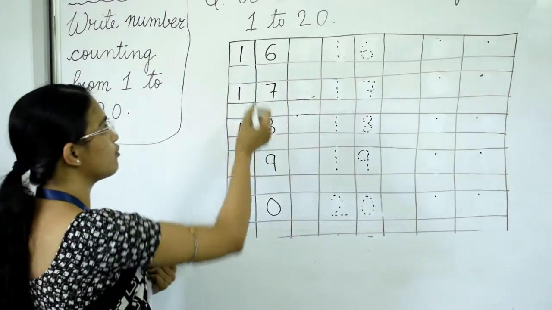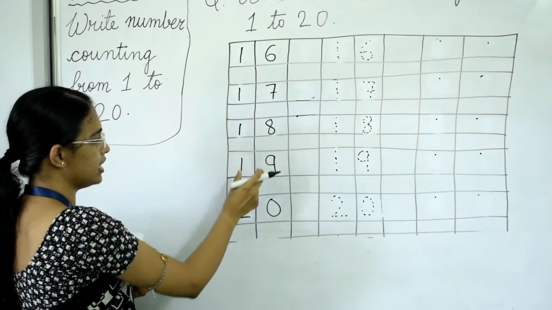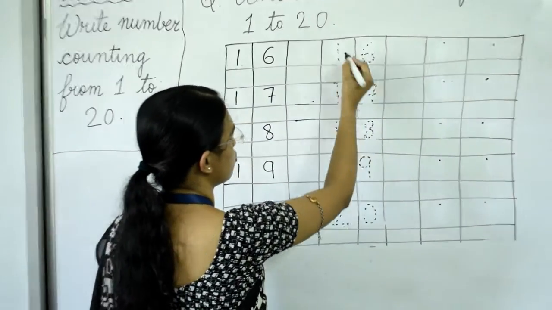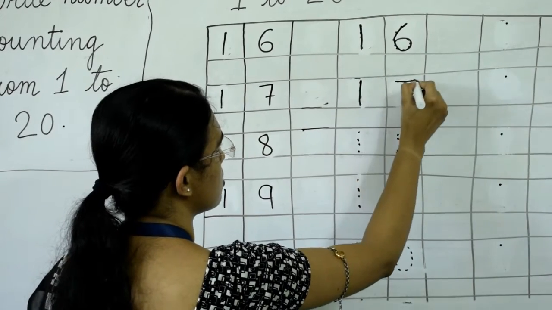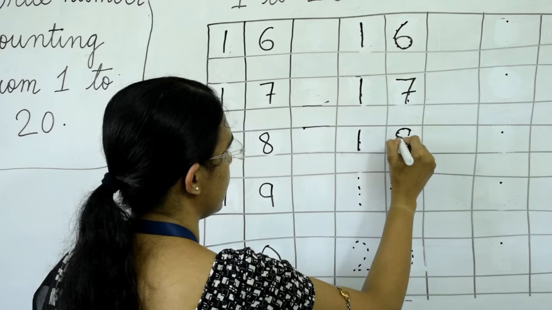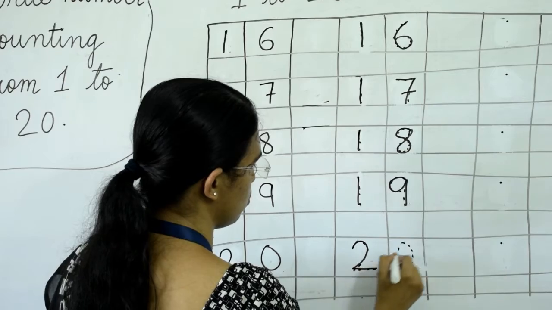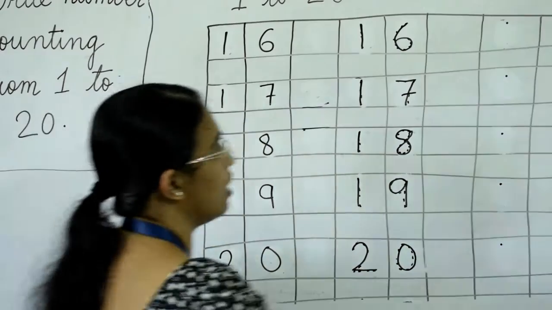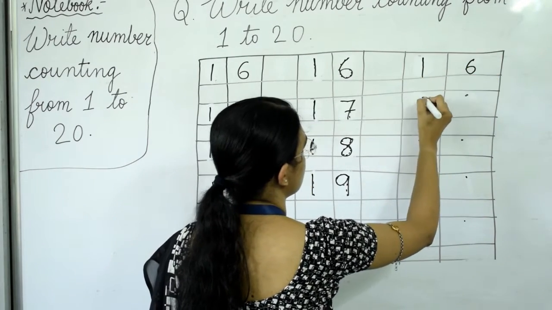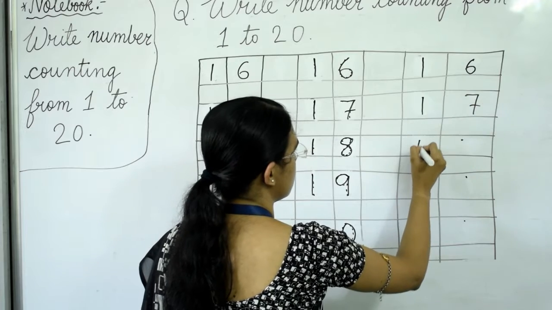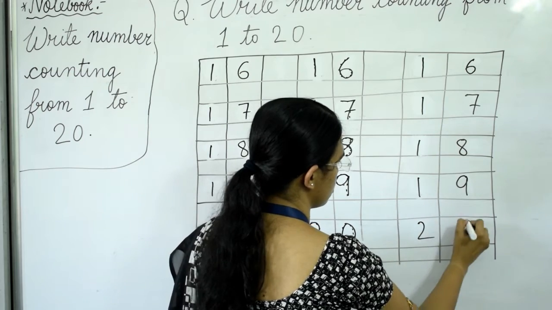Okay, now we will start writing from 16 to 20 on another page. So 16 17 18 19 20 is already written here. Now here I have to trace these numbers like this: 1 6 16, 1 7 17, 1 8 18, 1 9 19, 2 0 20. Now here I have to write it by myself: 1 6 16, 1 7 17, 1 8 18, 1 9 19, and 2 0 20.